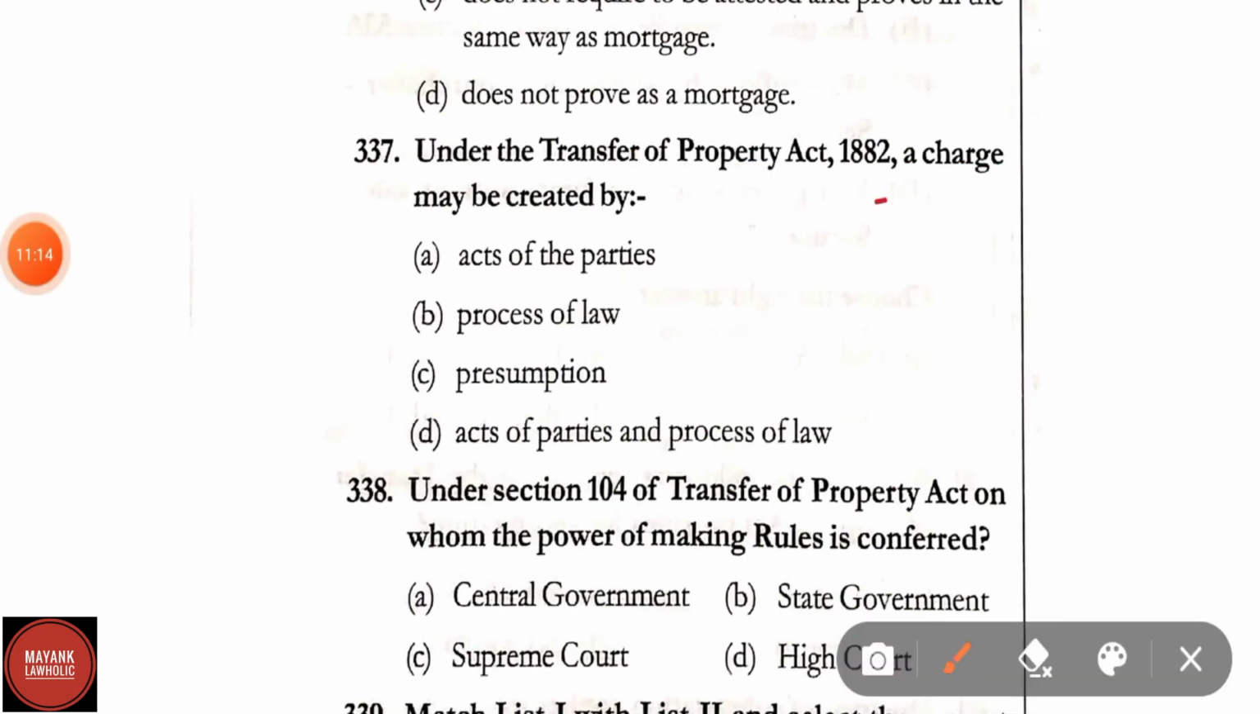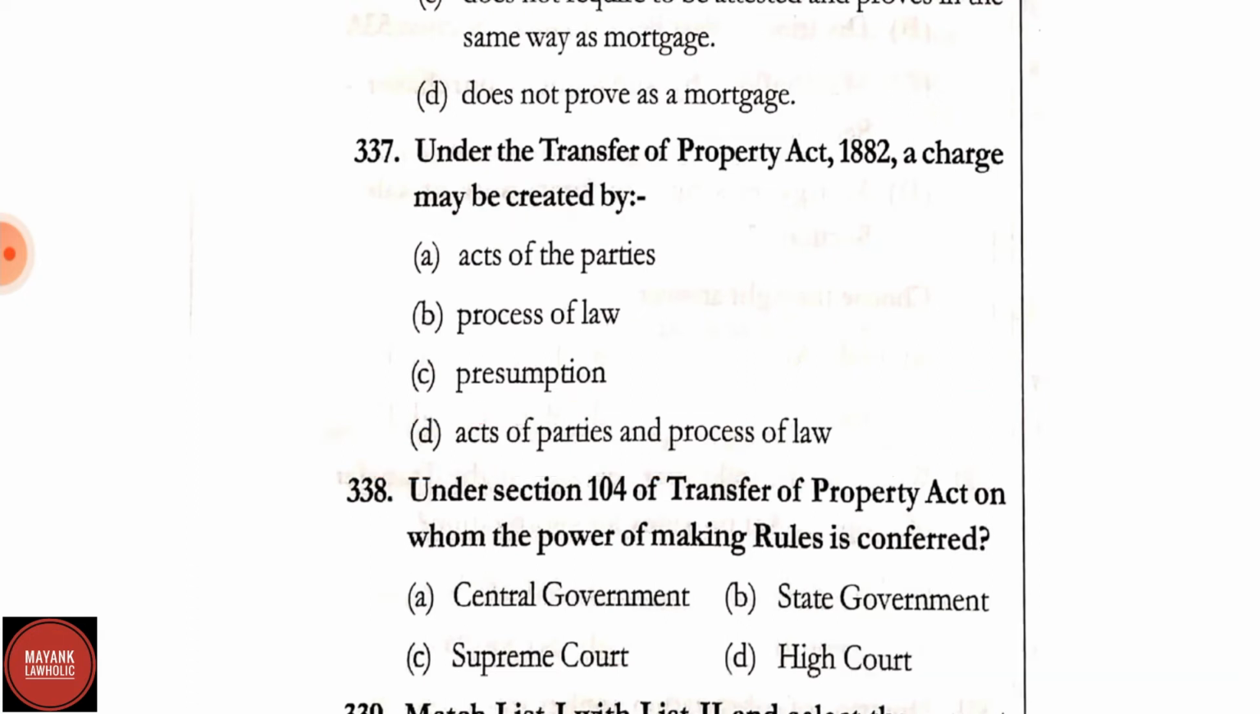Under TPA, a charge may be created. Option A, act of the parties. Option B, process of law. Option C, presumption. Option D, act of parties and process of law. Here the correct answer is option D, that is act of parties and process of law.